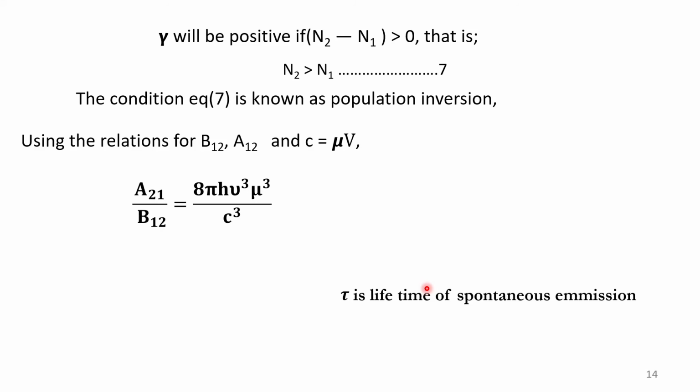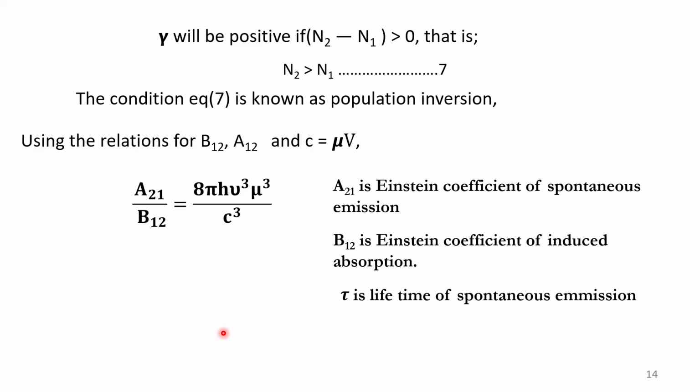Now by using the relations for the Einstein coefficients B12 and A21, and one more relation, that is c equal to mu into v, the relation is A21 divided by B12 equal to 8 pi h nu cube into mu cube divided by c cube. Here A21 is the Einstein coefficient of spontaneous emission and B12 is the Einstein coefficient of induced absorption.